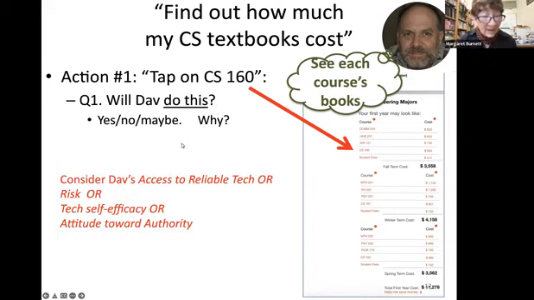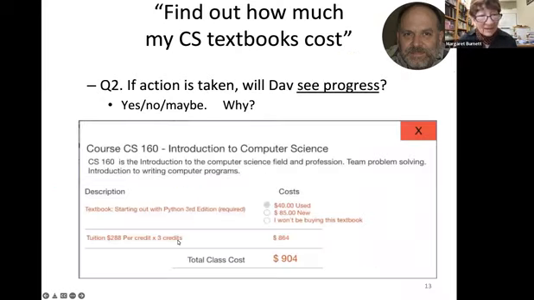And here again, we look at Dav's persona. We look at a lot of their different things that we'll be looking at in a minute, their access to reliable technology, their attitude toward risk, several other things. And then we answer the question, yes, no, maybe, and why. We write it down. Then we make this fake person, this Dav, who's representing a certain bunch of users, make the action because we can. It's just a fictional person. And we say, if Dav does that thing, will Dav see progress toward their goal? Yes, no, maybe, and why?